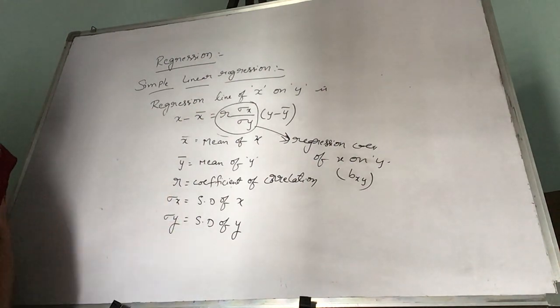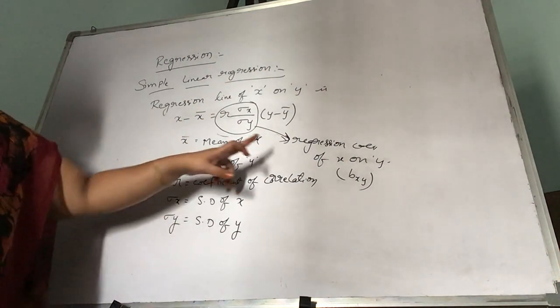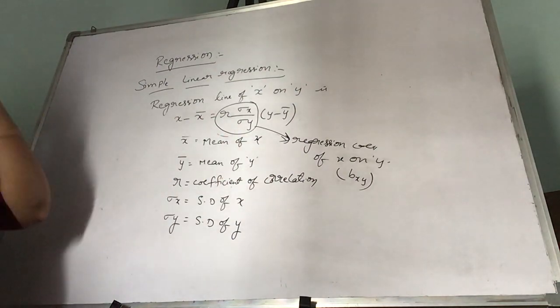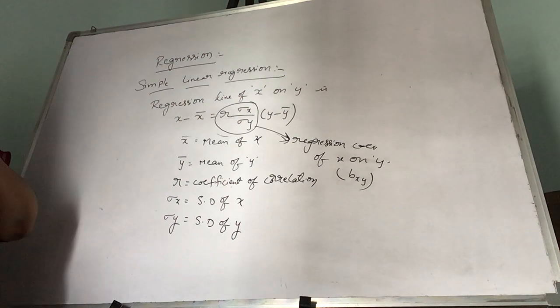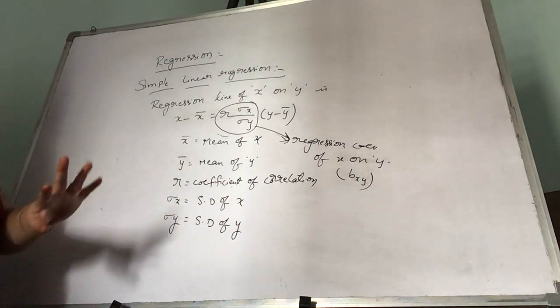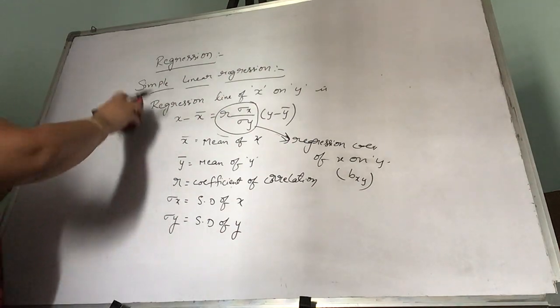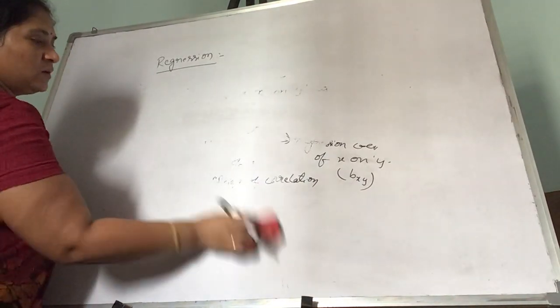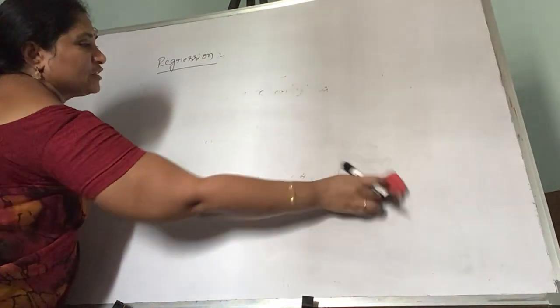This is about the regression lines concept. Based on the regression coefficients, we have to find the coefficient of correlation. If two regression lines are given, from those we have to find the slopes of the regression lines, bxy and byx. So based on the regression lines, we have to find the coefficient of correlation.